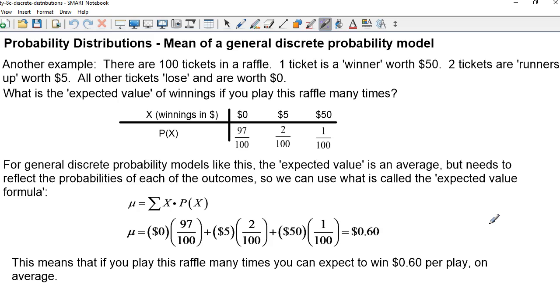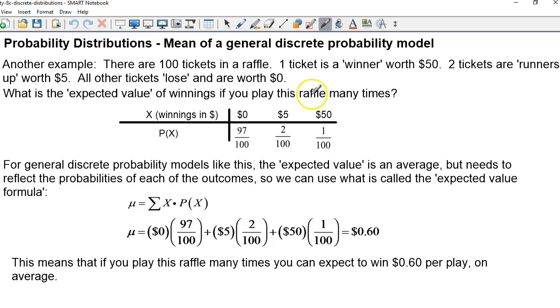So the expected value needs to be something like an average, but it needs to reflect the possibilities of the outcome. So it wouldn't be right for me to say, oh, the three values are 0, 5, and 50, so I'm just going to take the average, 0 plus 5 plus 50, add them up and divide by 3, because that makes the assumption that they're all equally likely. If I want to find the typical value, I have to weight each value by its probability.